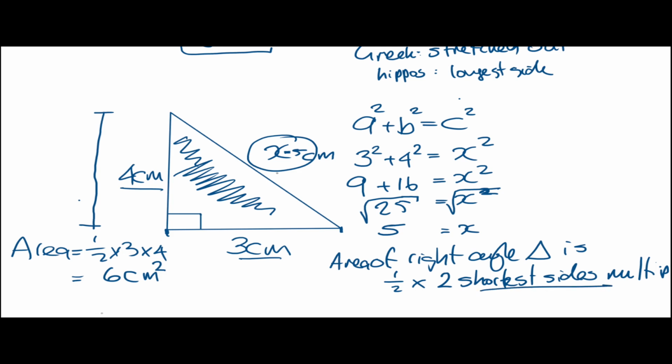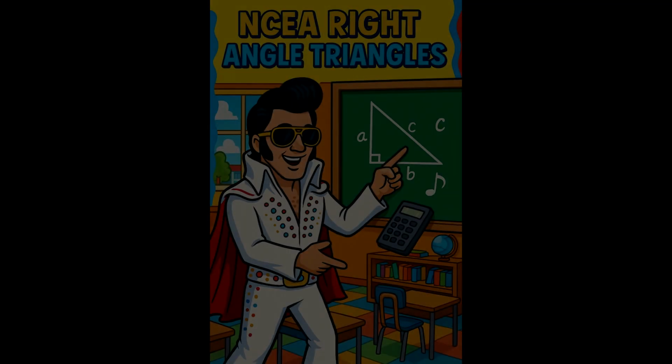Easy. The perimeter, of course, is going to be adding all of those up, so it's going to be 3 plus 4 plus 5. 3 plus 4 is 7. 7 plus 5 is 12 centimeters, not 12 centimeters squared, but just 12 centimeters because it's a distance, and centimeters squared is an area.